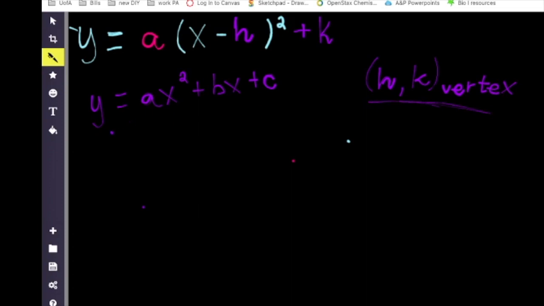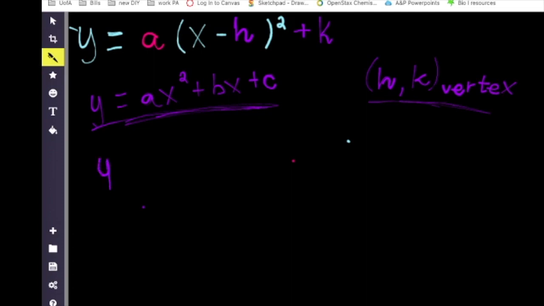So to convert from our quadratic form here into our vertex form here, you want to be able to solve for the coefficient a, and you also are going to need to know a couple of things about the equation. We're going to be flipping back and forth from this board right here into Desmos.